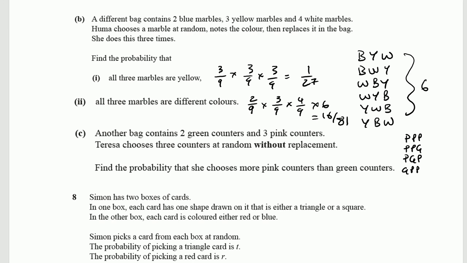Now she's also not putting the counters back after she takes them out. So we have to think about the total going down. So pink, pink, pink. That would go 3 out of 5 times 2 out of 4 times 1 out of 3. As the number of pink counters goes down and the total goes down. So that's our pink, pink, pink possibility. And that's all going to come out as 3/5 times 2/4 times 1/3. So if we times all that together, we're going to get 1/10.